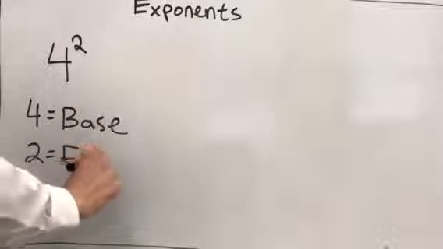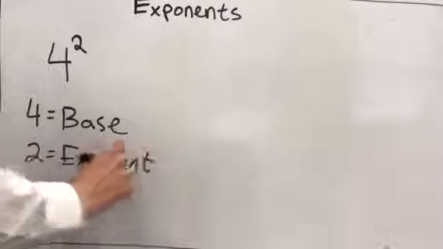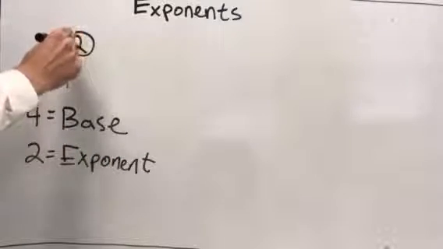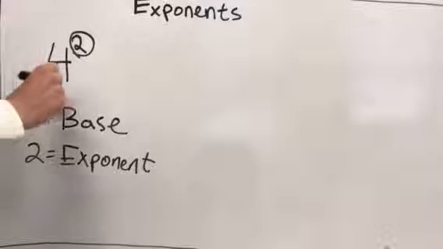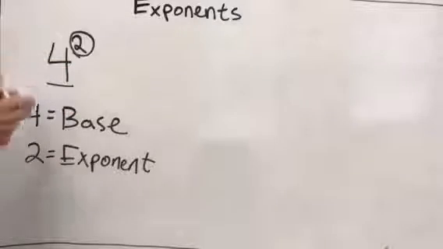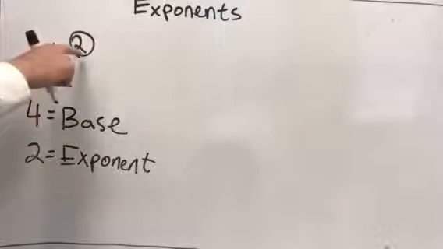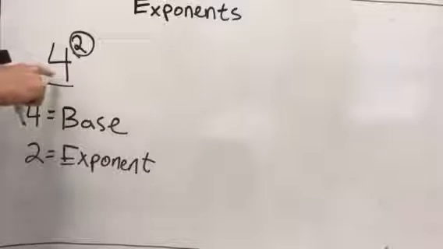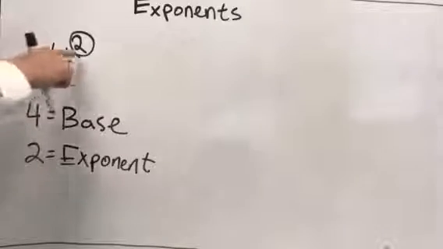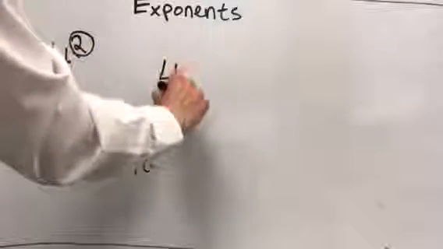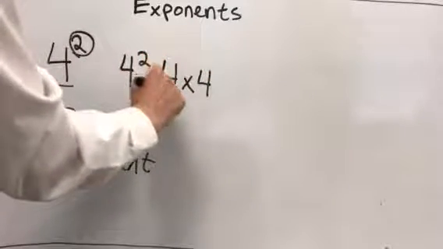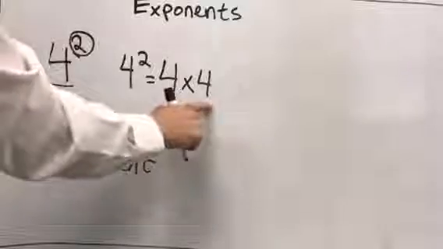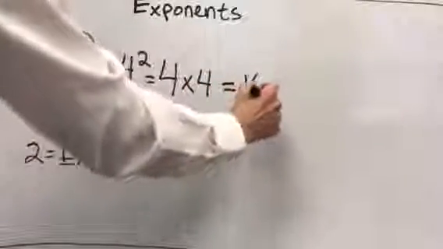An exponent is a number that tells us how many times we multiply the base against itself. So in this case, our base is 4. So the exponent is telling us to multiply the base against itself, the base, twice. So we have 4 times 4. Therefore, 4 squared can be written as 4 times 4, which is 16.